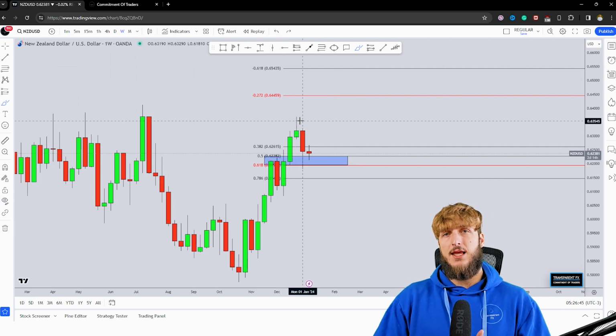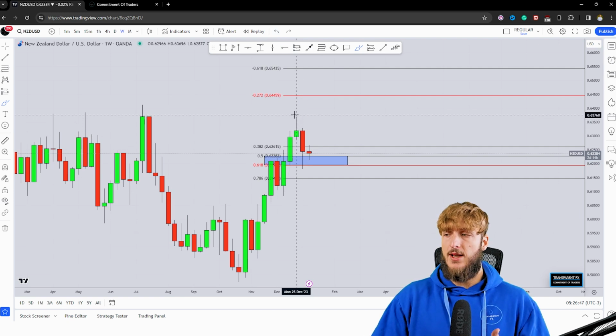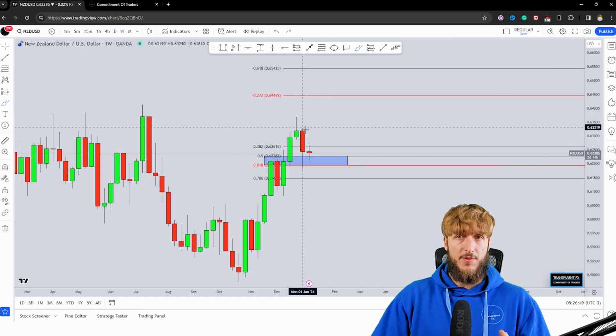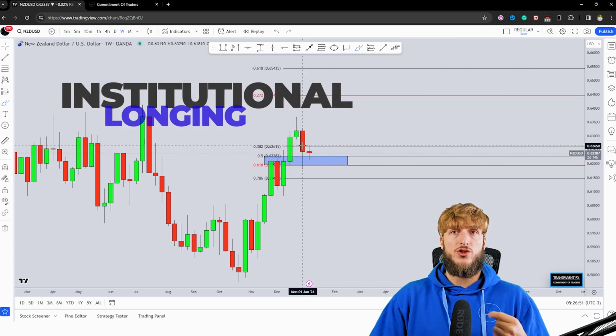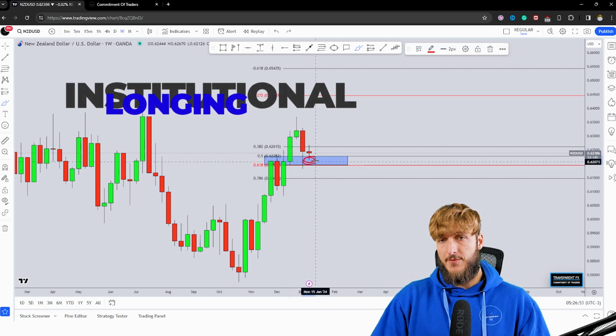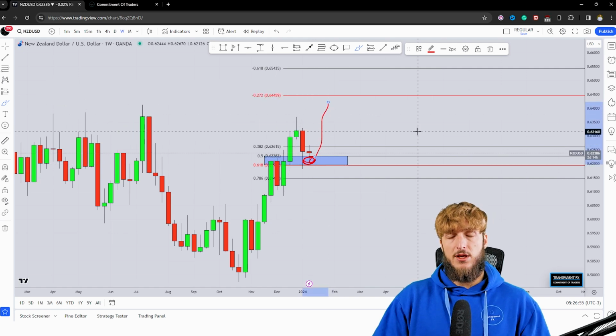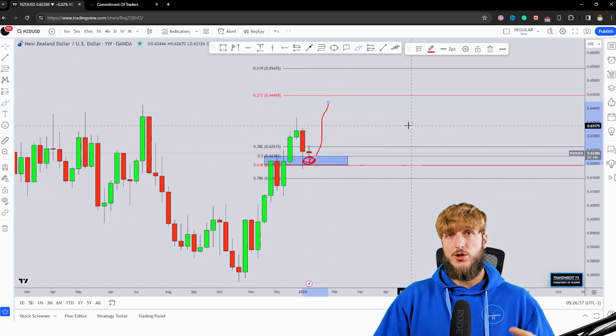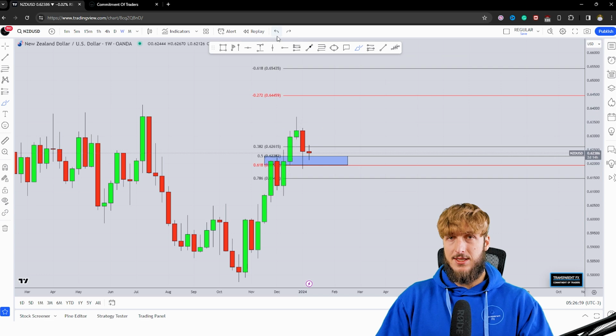And what we know is that if we have a confluence of support area, we have an increased probability of seeing institutional longing inside of the area, which at that point would further increase the probabilities of a potential rejection to the upside away from this level.